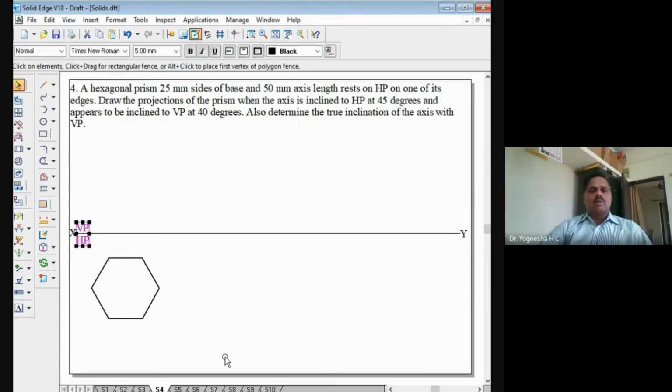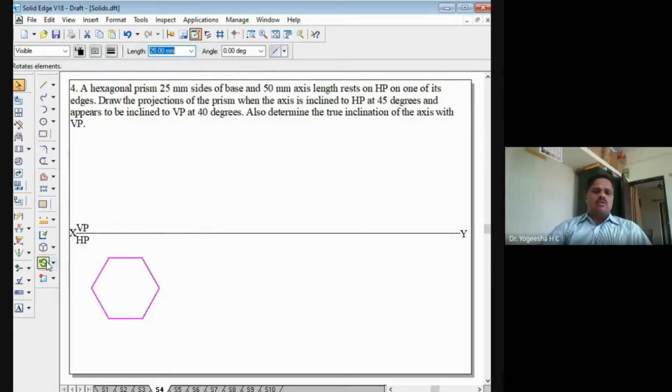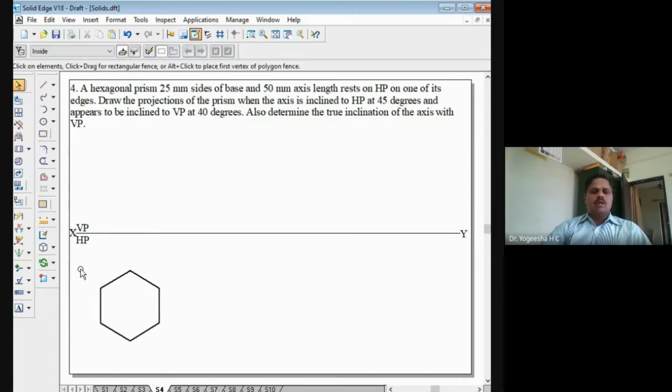So the hexagon has been constructed here, but this hexagon is drawn such that one of the corners is on the right side. I don't want the corner to be on the right side. Instead, I want the side or edge to be on the right side. For that, I will use the rotate command. One of the edges I will make vertical here. Right? One of the edges has been made vertical. You can see this is how the hexagonal prism in top view looks like.